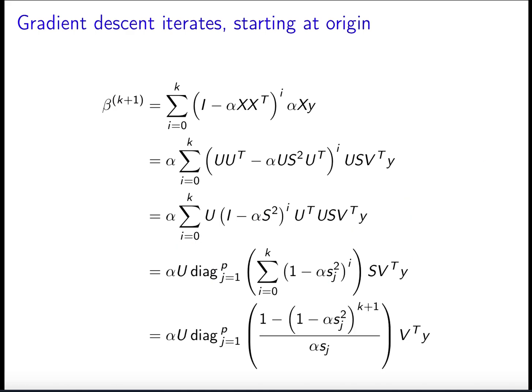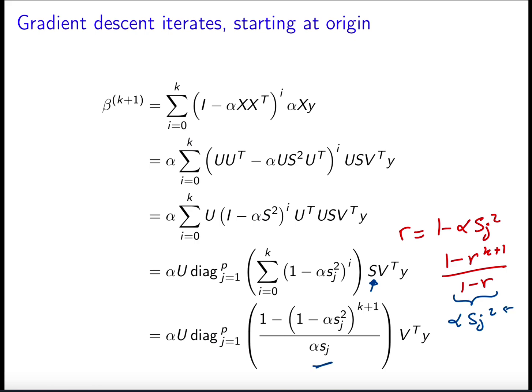So we end up with this. I actually got it right for a change. Realize that here r was equal again to 1 minus alpha sj squared. So that's why we got 1 minus r^(k+1) over 1 minus r. And then 1 minus r is equal to alpha sj squared. But there was also this s here, which we can bring into the diagonal to cancel out this square. Okay, so this is why we end up with alpha sj there.